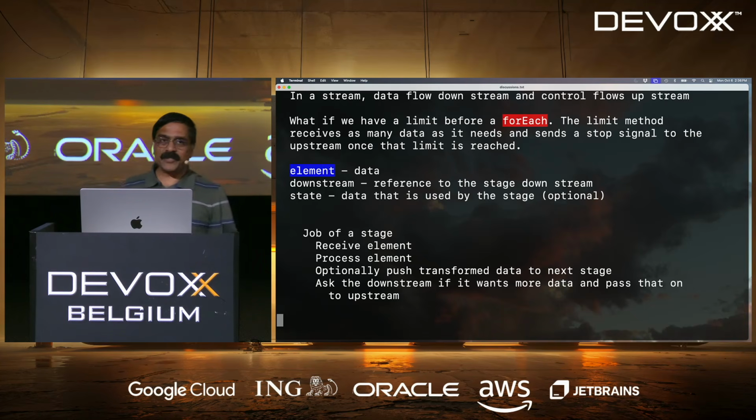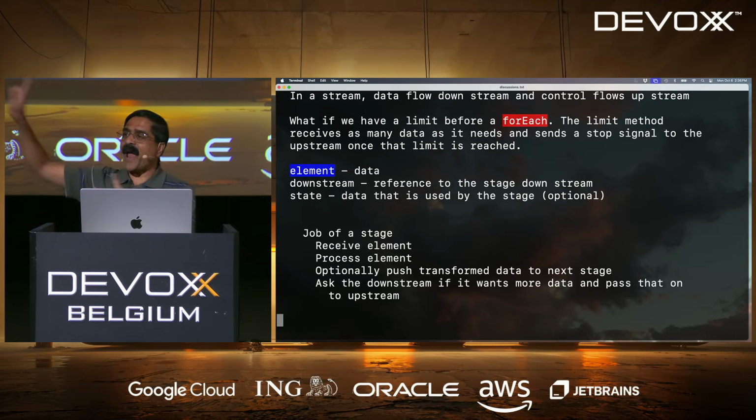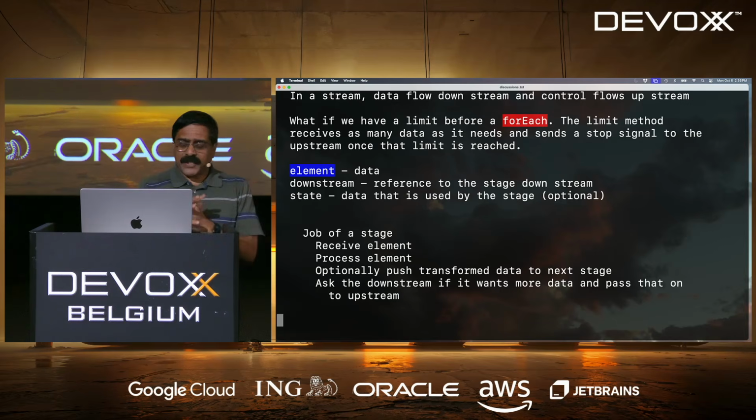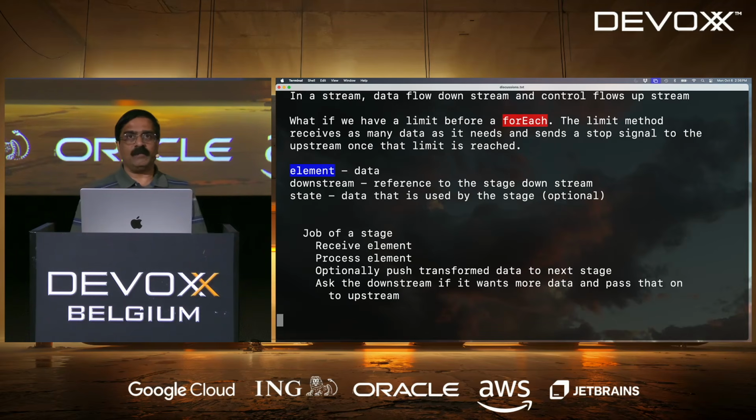So your job is to say, I got an element, I do what I want to do, I push it downstream. Hey, downstream, do you want more? Okay, thanks for that. I'll let the upstream know about it. And you're going to pass that logic, the control, back to upstream. That's your implementation. So the question is, how can we implement this?